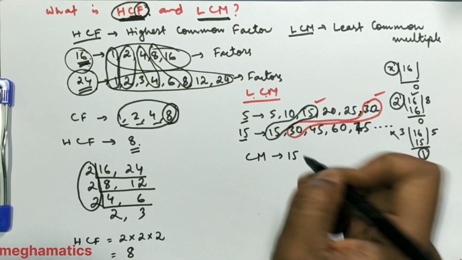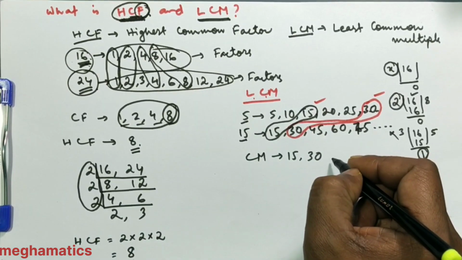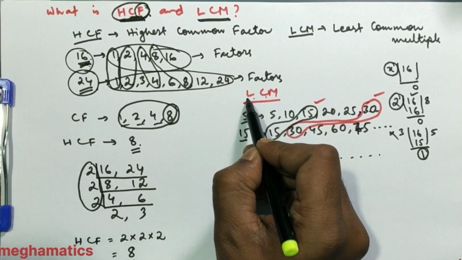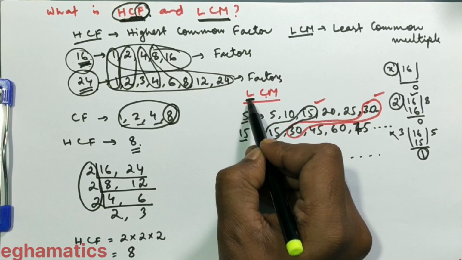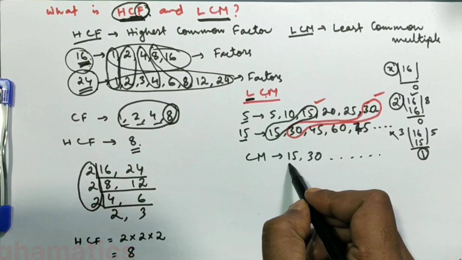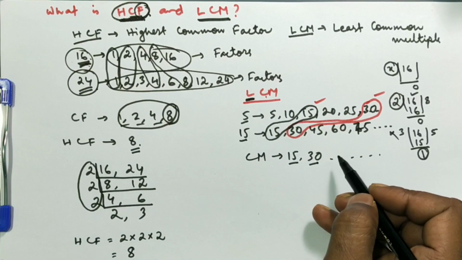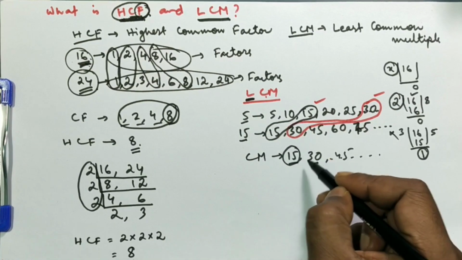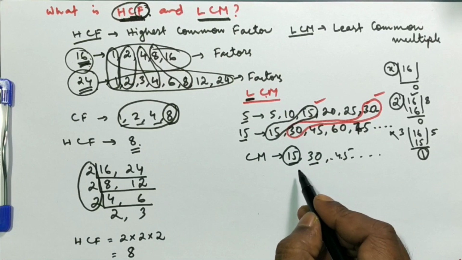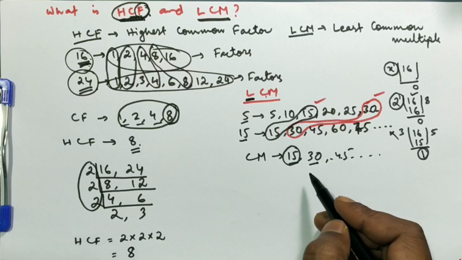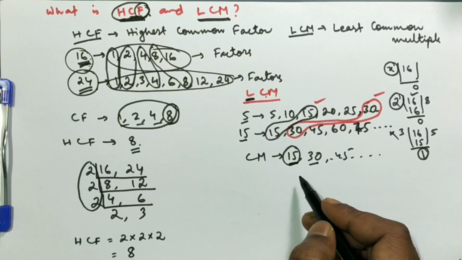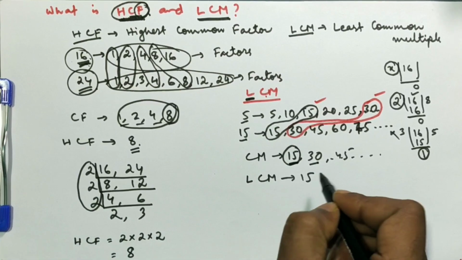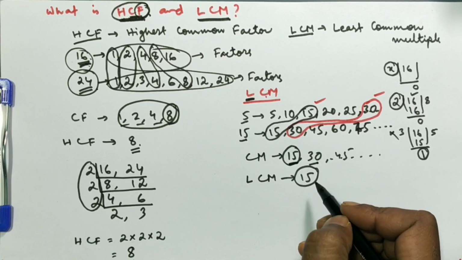So here we'll write the common multiples. These common multiples keep going on. But the thing is, which common multiple do we need? The least common multiple, that is, the lowest. So 15, 30, then if we find further common multiples, there may be 45. But we need the least common multiple, meaning the lowest common multiple. There may be so many multiples, but the lowest multiple is 15. So the lowest common multiple is 15. This is basically the LCM of any two numbers.